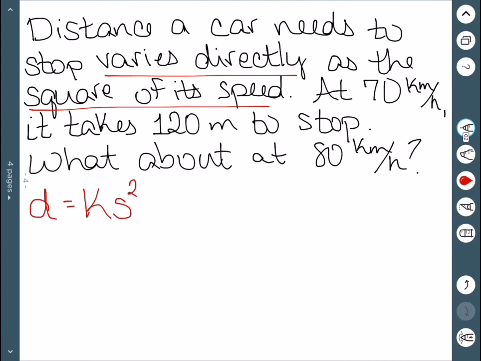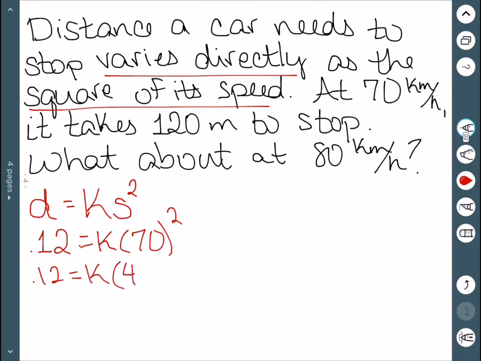We know that if we're going 70 kilometers per hour, it takes 120 meters to stop. And it's important here that we actually move to the appropriate units. So 120 meters is 0.12 kilometers. We're not sure what k is, and then s is 70 squared. 70 squared will be 4,900, and then dividing 0.12 by this number gives us a very small number, 0.000024.